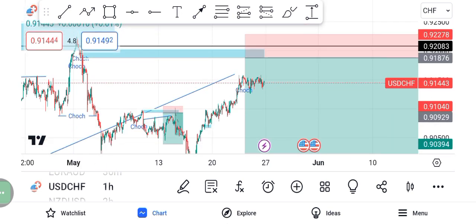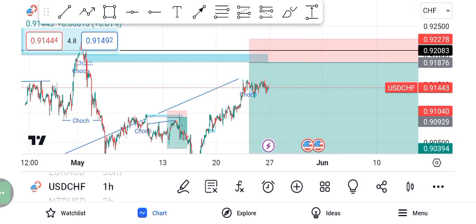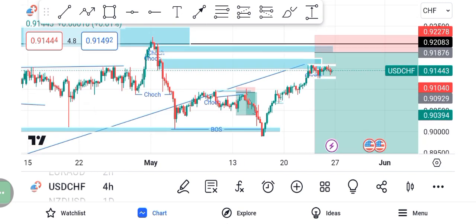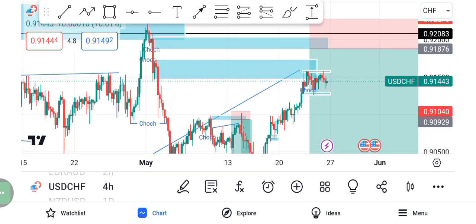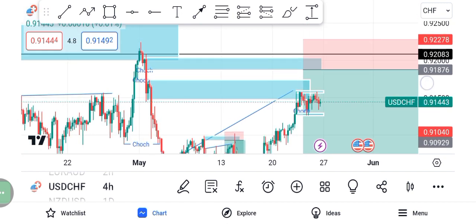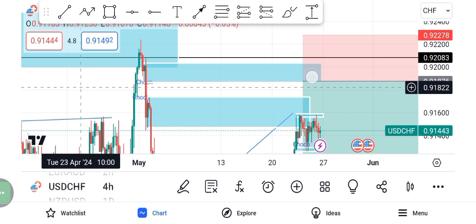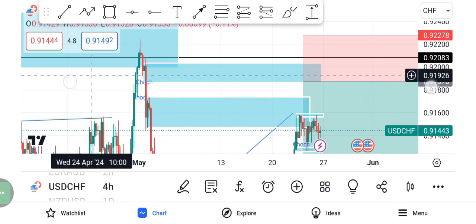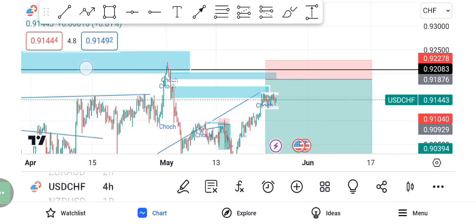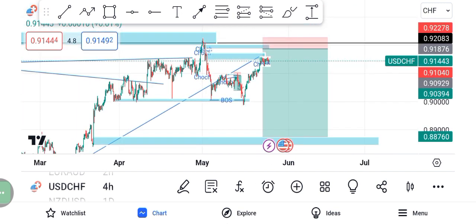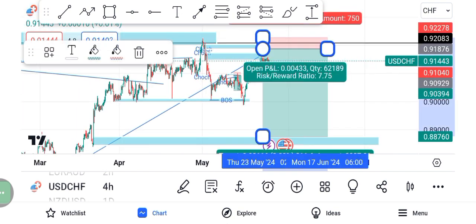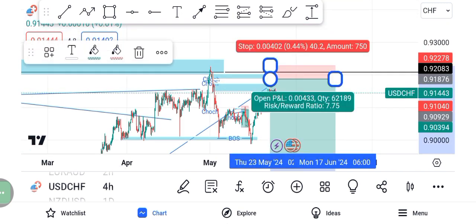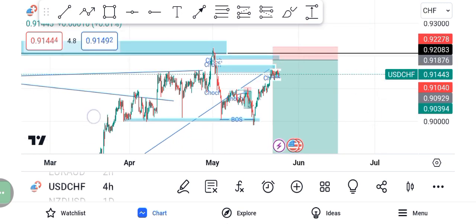On USD CHF, I'm basically sitting on my hands waiting for this trade. Let me go to 4 hours so we see clearly. I'm waiting for this other block to get violated, then price comes up to this supply zone. Once it comes to this supply zone, I'll be shorting USD CHF, targeting this low here, this opposing order block, which is going to give me a risk to reward of 1:7.